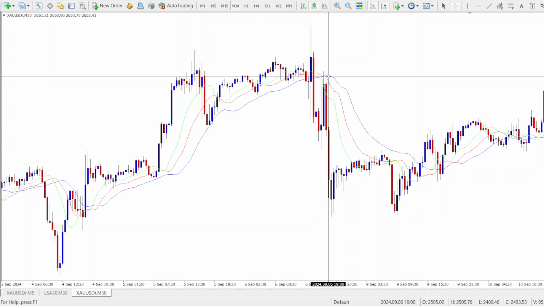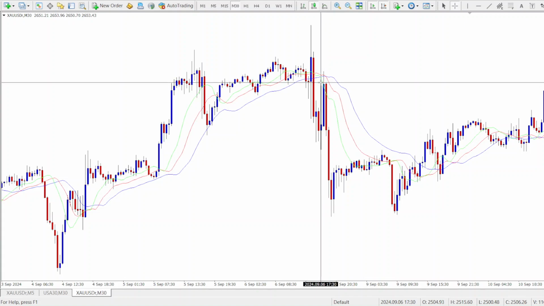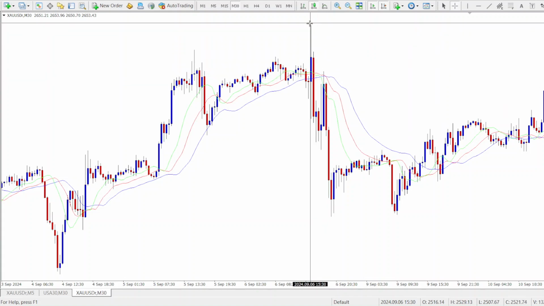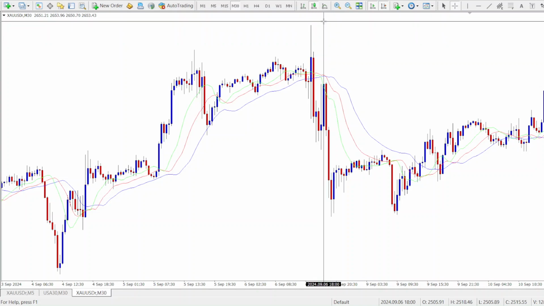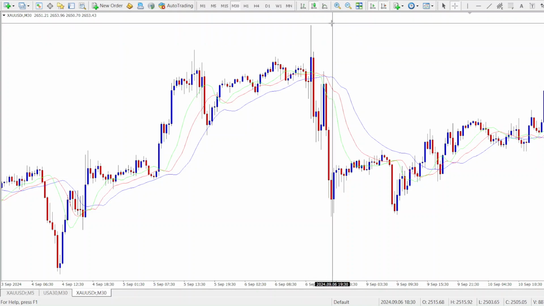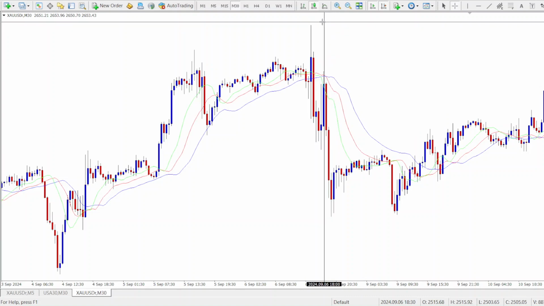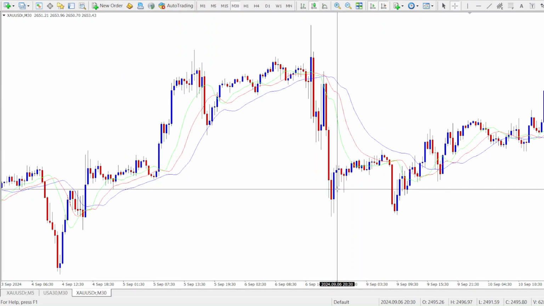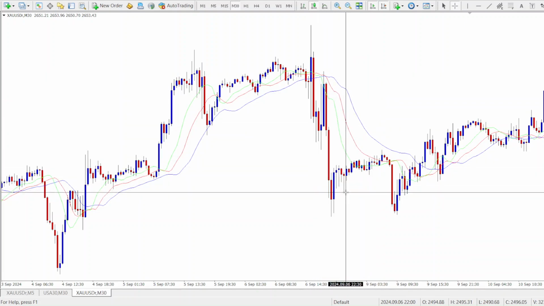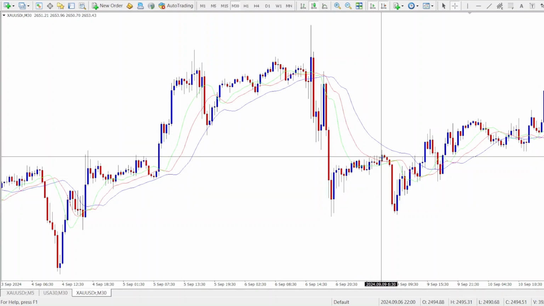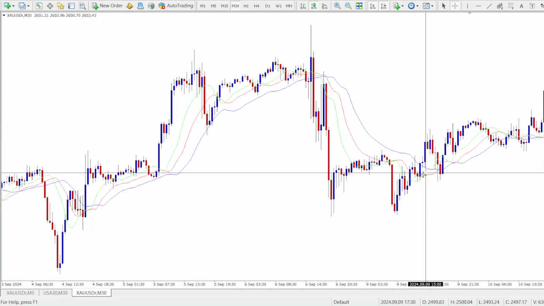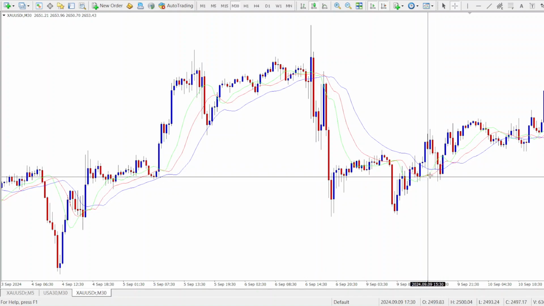and then a good place to set your stop loss can be right above the swing high, just after the swing high. It doesn't have to be so far away from it. You can set your stop loss around here, and then your take profit can be at the next support level, or we can wait for an opposing signal from the alligator indicator.